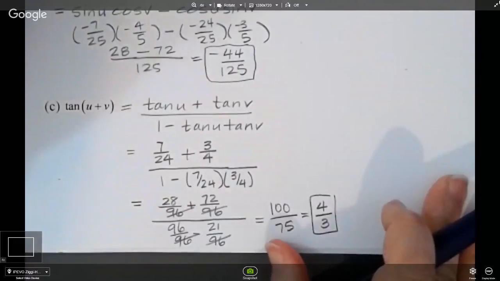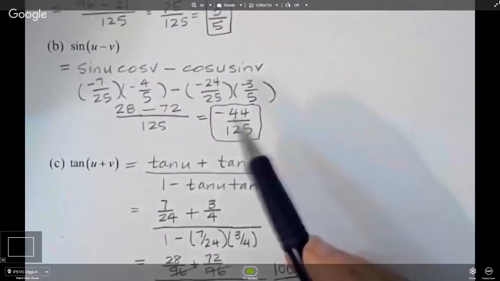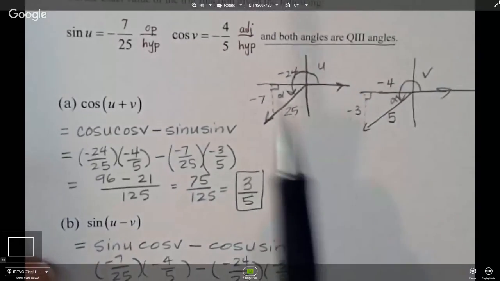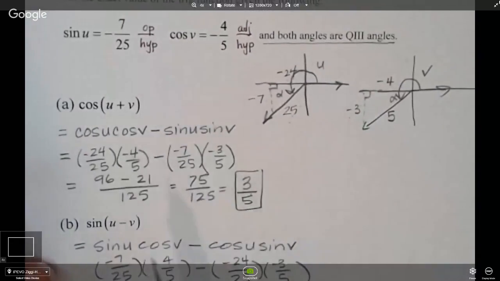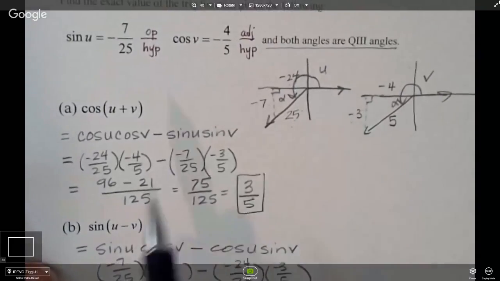Lots of kind of messy fractions there, but not difficult to do if you know the expansion formulas. All right, so we can use reference triangles also to find out what these values are, without even knowing what the angle is, which I think is pretty cool.